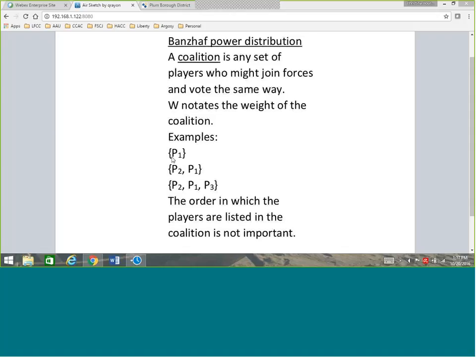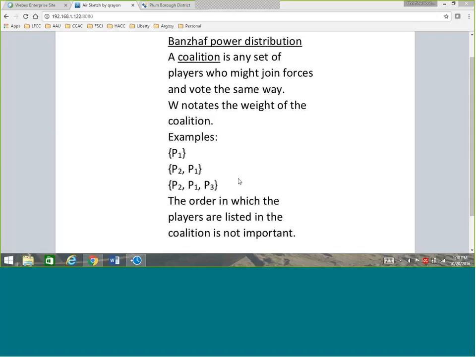This would be a coalition, this one is a coalition, this one is a coalition. And the order that the players are listed in the coalition is not important. So like this one here, not in numerical order, makes no difference. If I rearranged the players, so it said player 1, comma, player 2, comma, player 3, it would be the same exact coalition. So the order that you have the players written in the coalition does not matter.